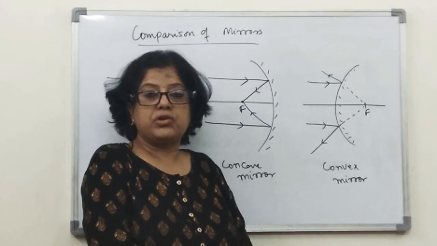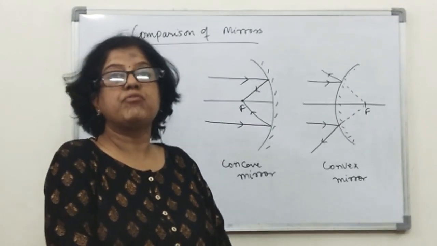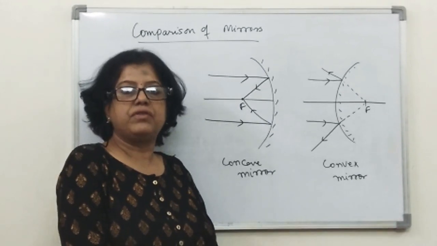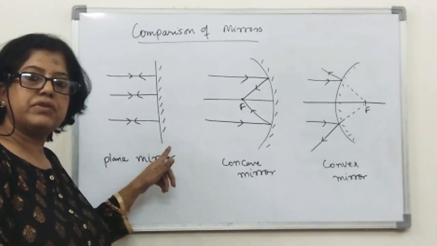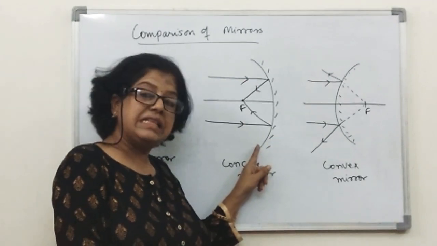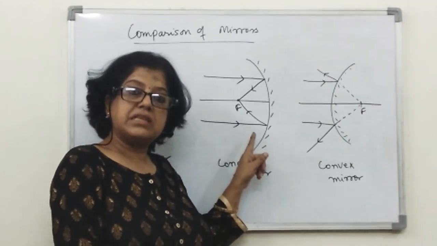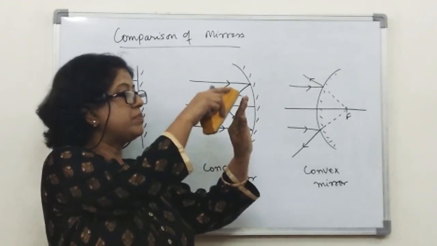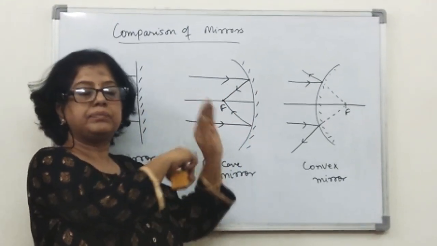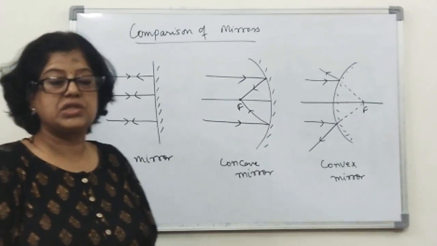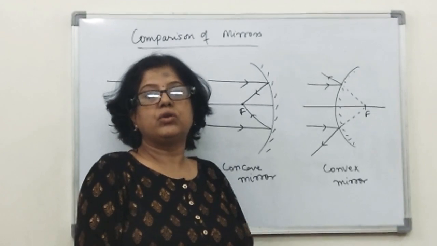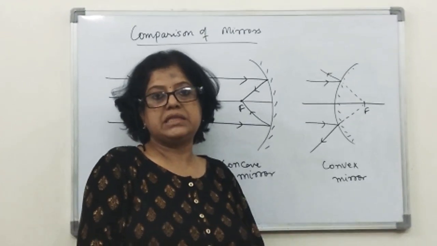Now, if you're given three mirrors and you're asked to identify them without touching them, fine, by touching them we can easily identify. We know that a plane mirror has a plane surface, a concave mirror has a bulging inward surface, the reflecting surface is bulging inwards, and in case of a convex mirror, the reflecting surface is bulging outwards. Fine. But if we don't have to touch it and identify, how can we do that? Now, we can do that depending on the nature of the image formed by these mirrors.